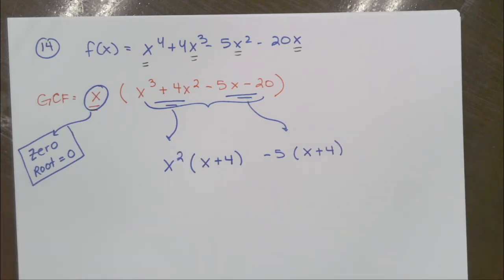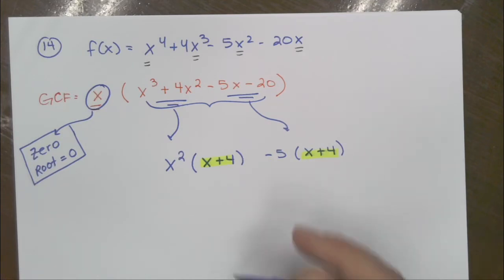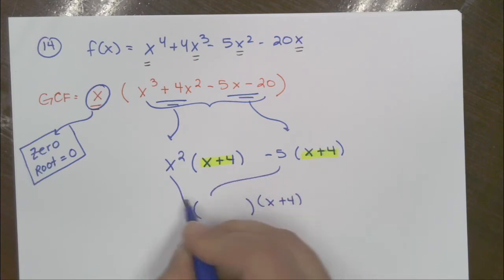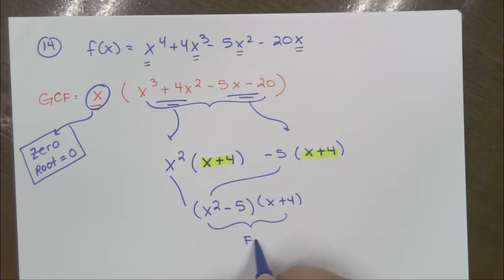Again, because these are the same, we're going to write them once, which means we have an x plus 4. Here we have to write them together. Don't multiply anything with the x squared. Just copy and paste exactly what you see. These right here are your factors. It is not asking for your factors. It is asking for your roots, your zeros.